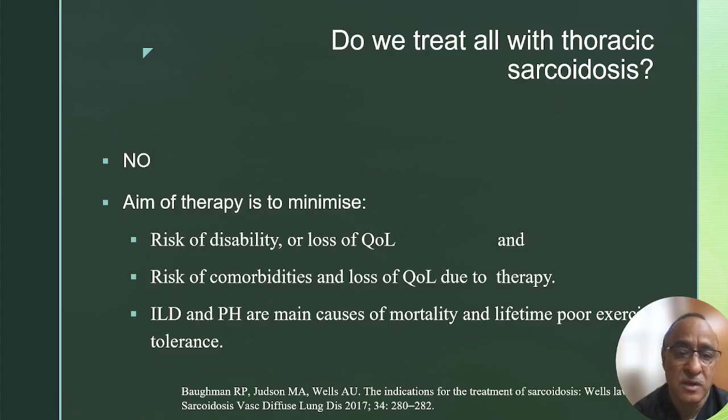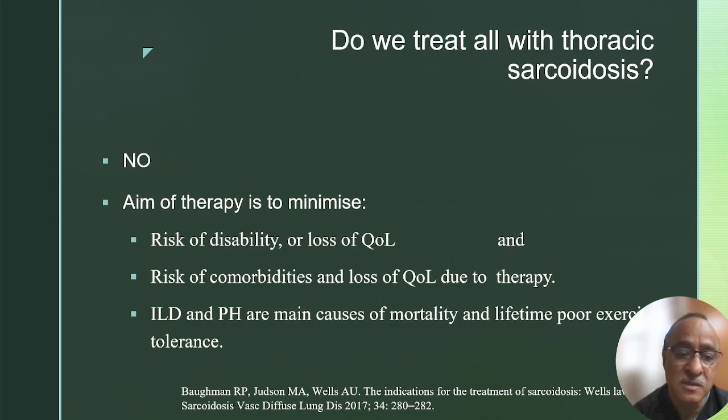So do we need to treat everybody who has been diagnosed by the EBUS that Dr. Sajal must have spoken to you about, with mediastinal lymphadenopathy? Do we need to treat everybody? The answer is an emphatic no. The aim of therapy for sarcoidosis in the thorax is to minimize the risk of disability, which means you have to reduce organ dysfunction and improve the quality of life. If somebody has incessant coughing, fever or arthralgia, those have to be taken care of.